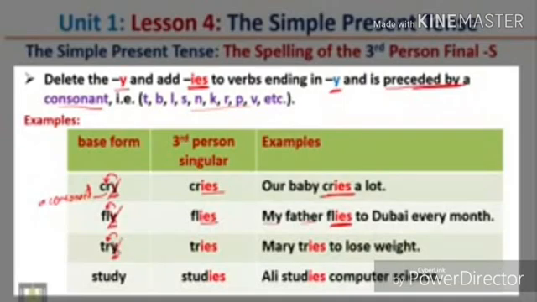Here try, y, cross out y because there is the consonant r: tries. Example: Mary tries to lose weight. Study. Here before y there is d. D is a consonant, so you delete y and add ies. Example: Ali studies computer. So if the verb ends in y and this y is preceded by a consonant, delete the y and add ies.